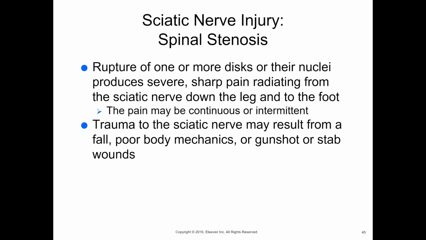Next, sciatic nerve injury, spinal stenosis. These are actually two very different things. We already talked about spinal stenosis before, but that's just a narrowing of the canal, right? You can have central spinal stenosis or foraminal spinal stenosis. Foraminal spinal stenosis is going to be that compression that we talked about before, where you get compression of the nerve roots leaving the spinal cord, whereas central canal stenosis is compression of the actual spinal cord in the canal itself.